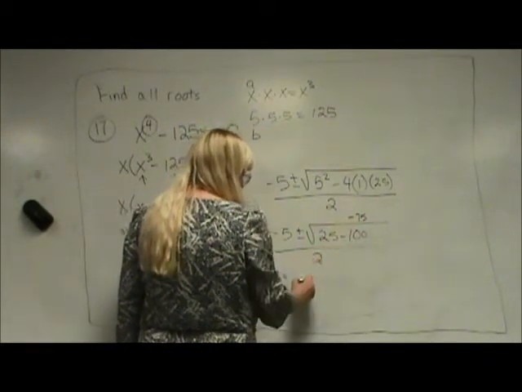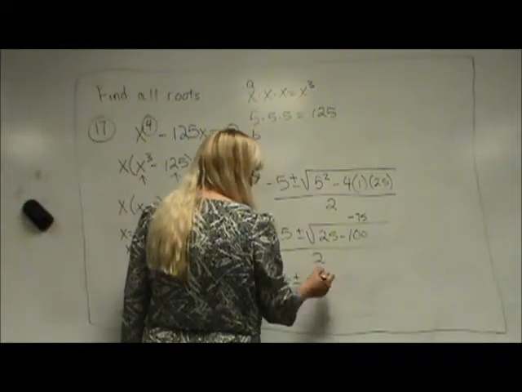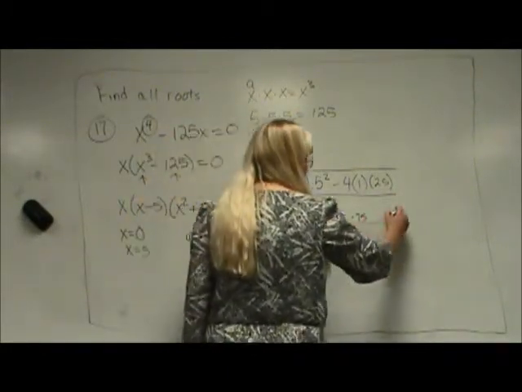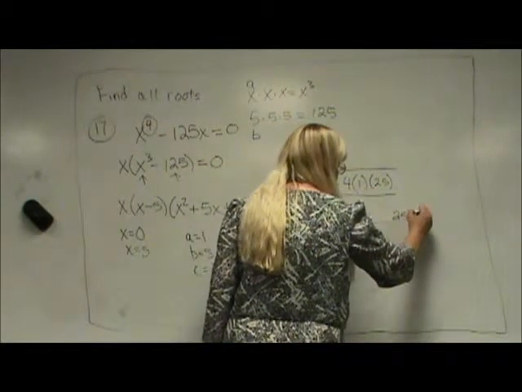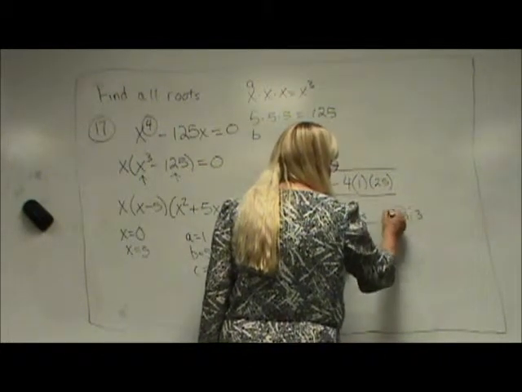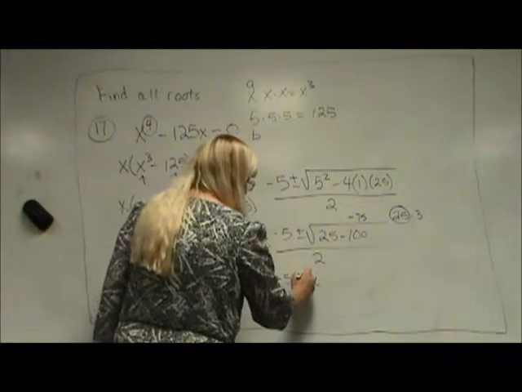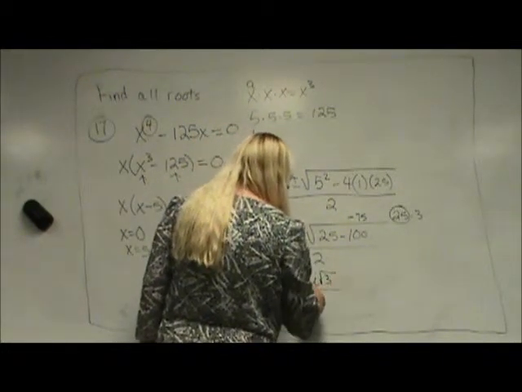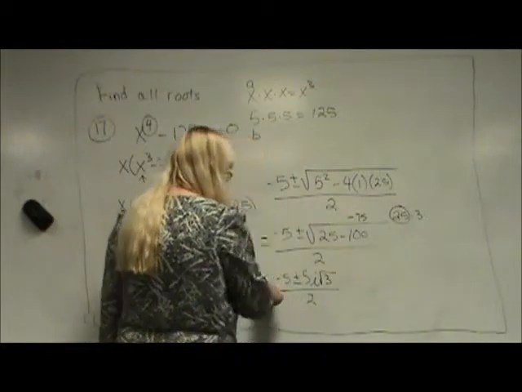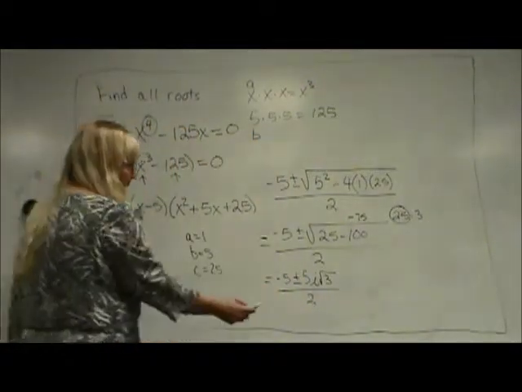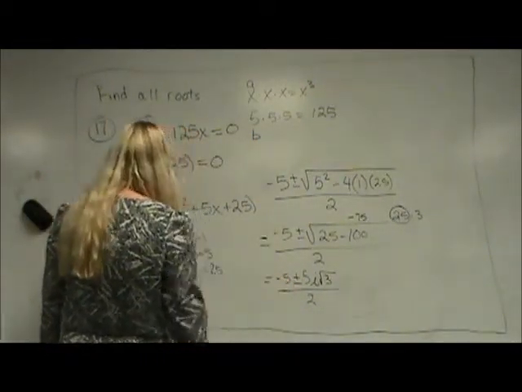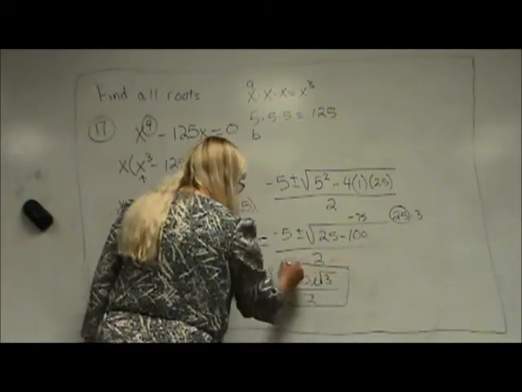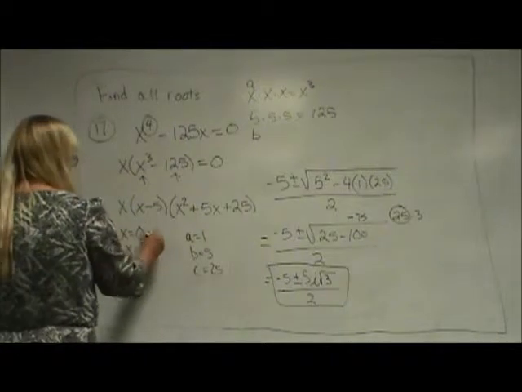I take the i out. What else can I take out? If I have 25 times 3, I can take out the square root of 25. So I can have negative 5 plus or minus 5i root 3, all over 2. And this is my other 2 solutions because this is plus and minus. So I have 2 solutions here and 2 solutions here.